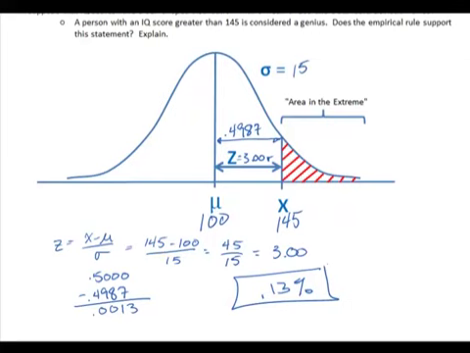The empirical rule states that almost 99% of the people will fall in between three standard deviations. So 0.13% would drastically show that anyone with an IQ score greater than 145 is a genius.